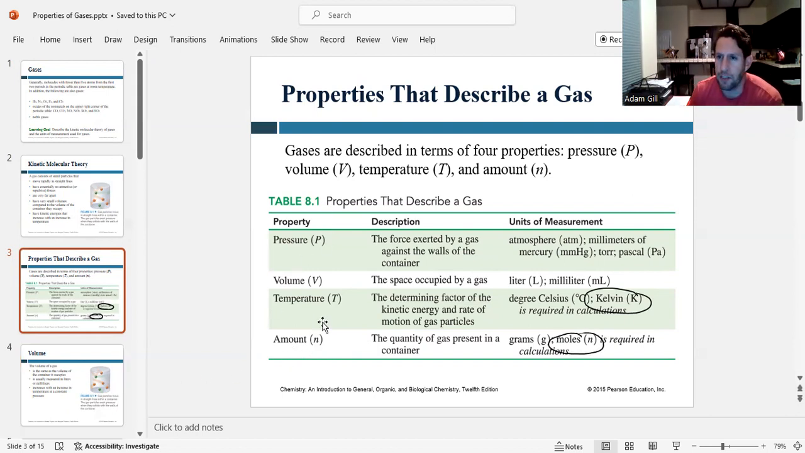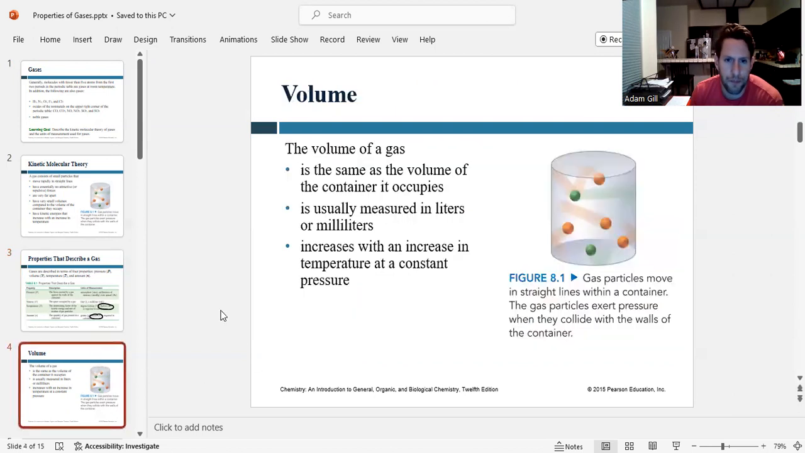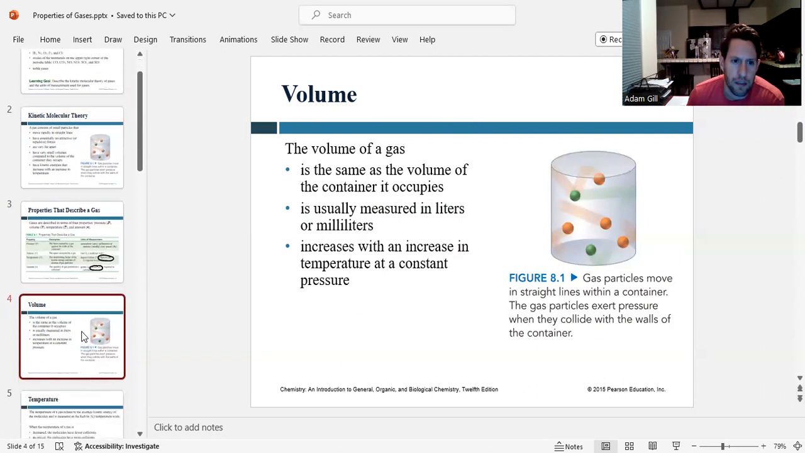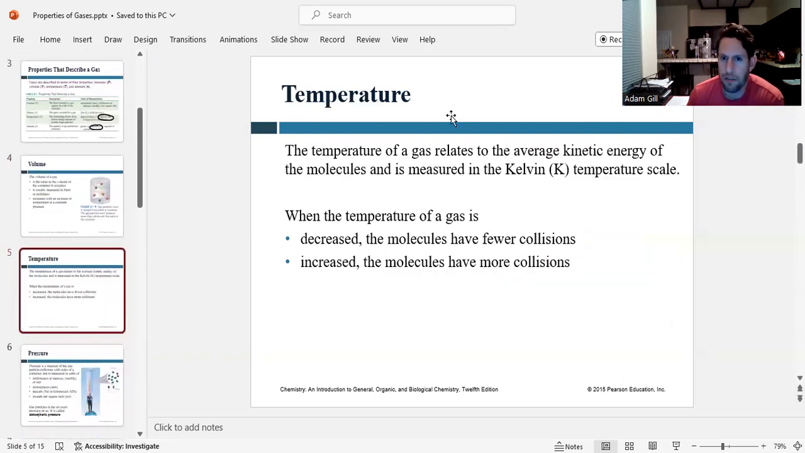So let's talk about each of these properties one by one. Volume. So volume is the amount of space that the gas occupies. How big is the container? Temperature, obviously, is the relative measure of the energy of the gas particles, right? Hotter temperature, they're moving more quickly, they have more energy. Colder temperature, they move slower, they have less energy.